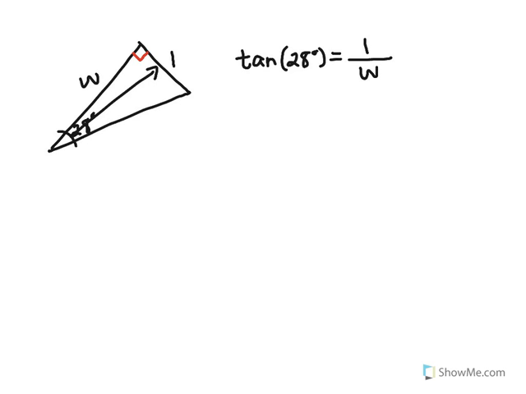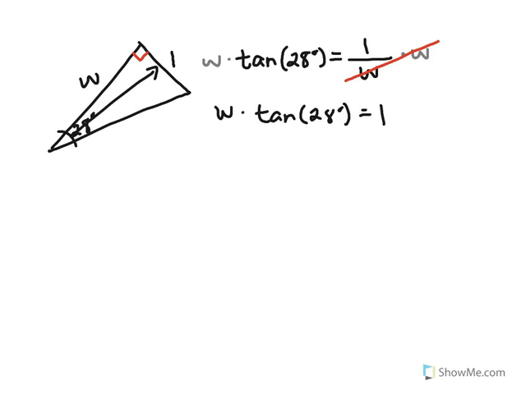Alright, so now how am I going to solve this? Well, just like in the previous example, to get rid of what we divided by, we just multiply both sides by that value. So I'm going to multiply this side by W. It will cancel those W's out. Then I'm going to do the same thing to the left-hand side. So I'm going to cancel these out, and write my new equation: W times the tangent of 28 degrees equals 1.